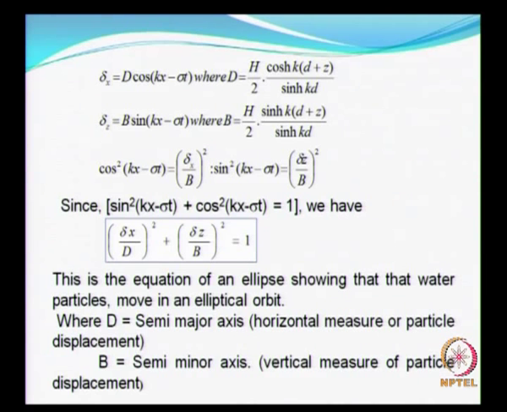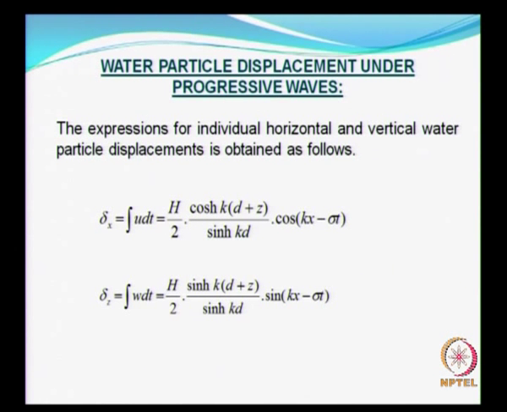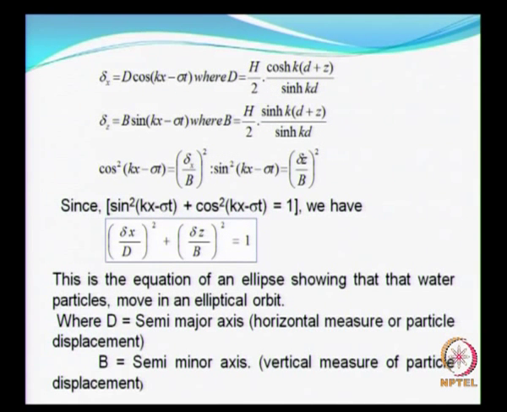So from the earlier expression, let me call this by an alphabet and this by another alphabet, as done here. So I have delta x as d into cos of kx minus sigma t, where d is as shown here, and similarly the vertical displacement is given by this, where b is from the earlier slide. You get all this information.